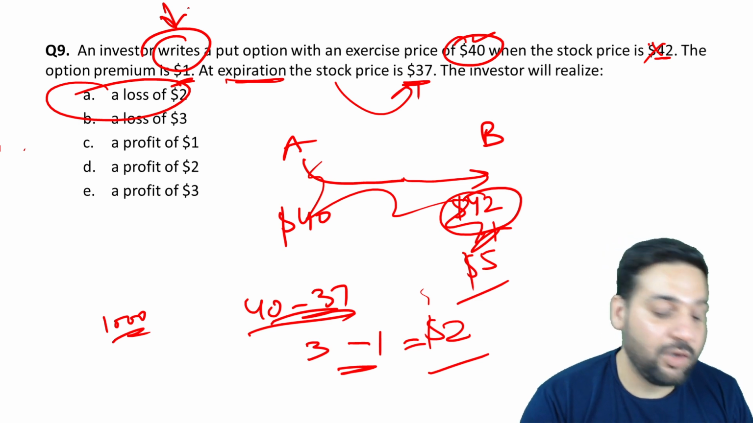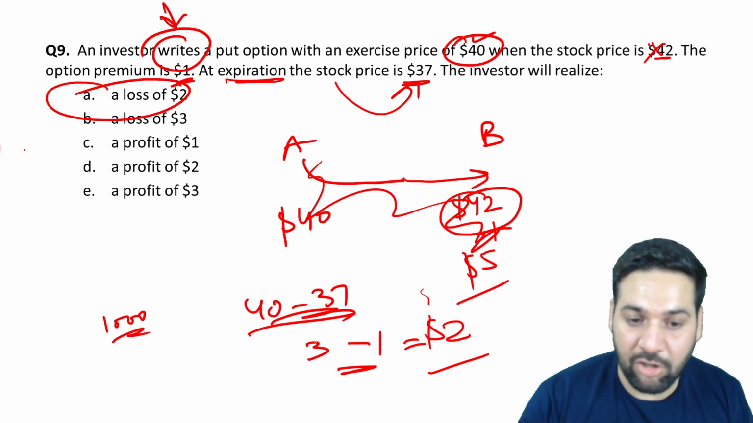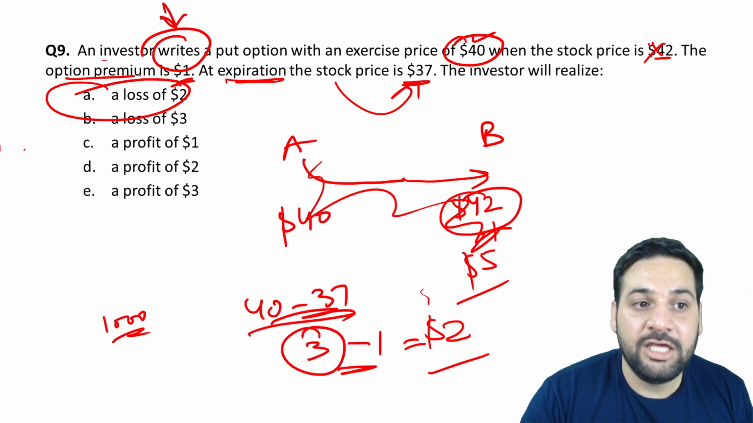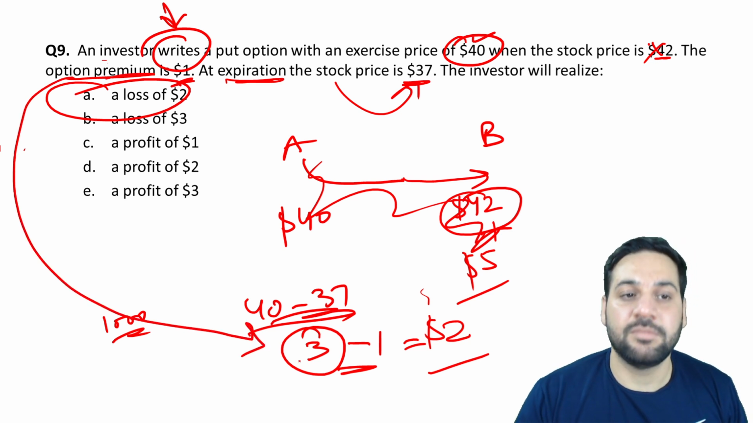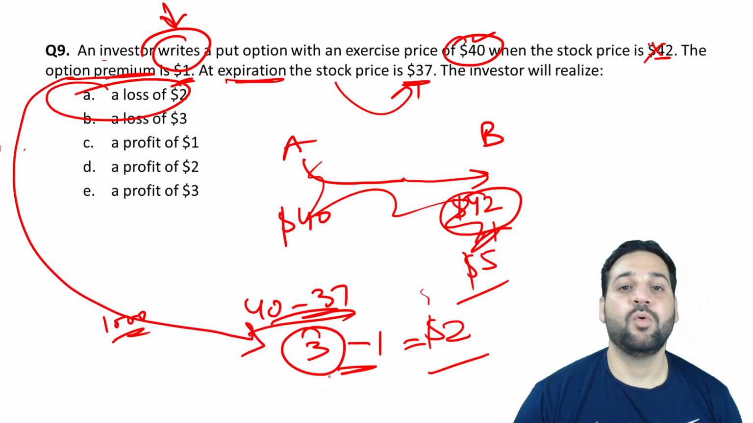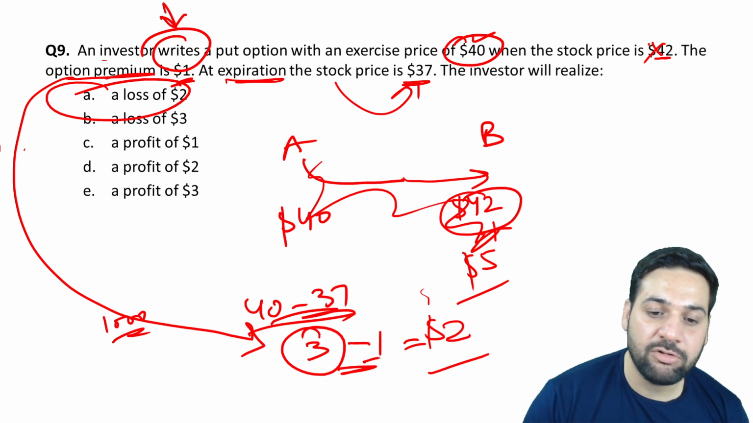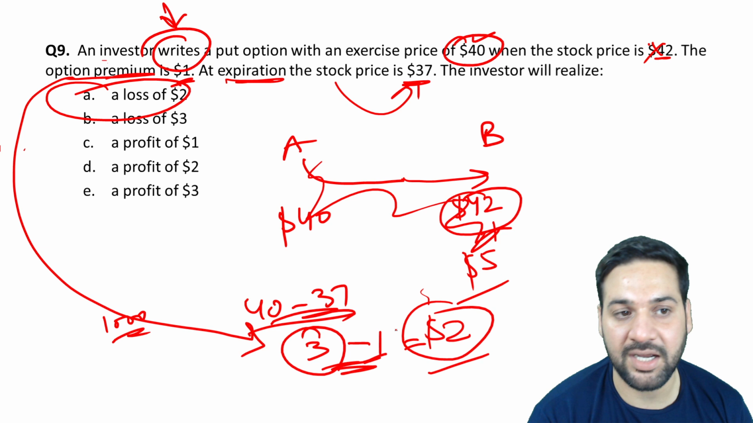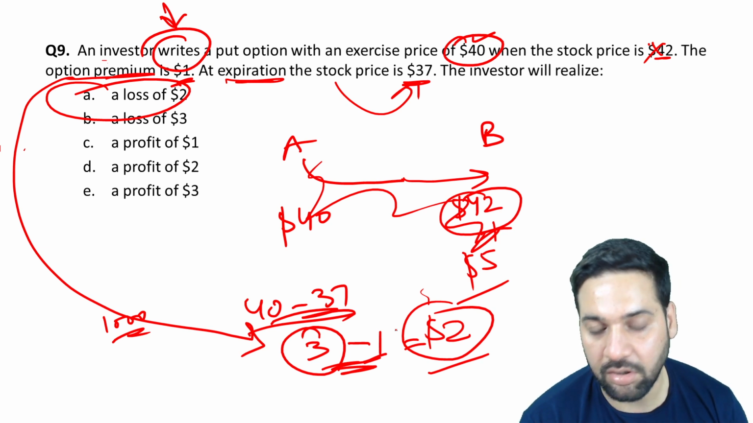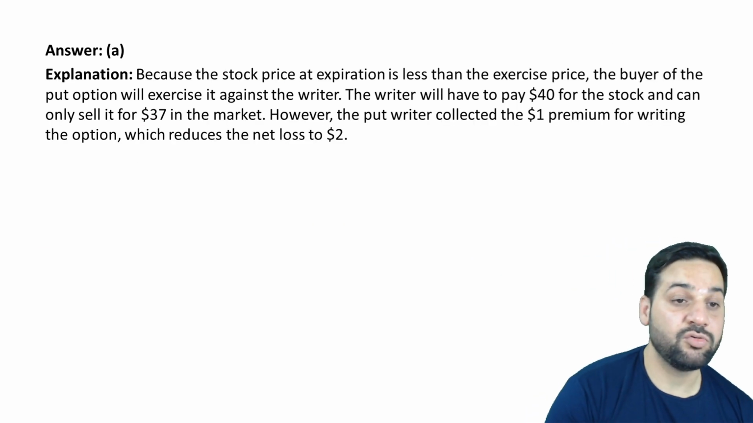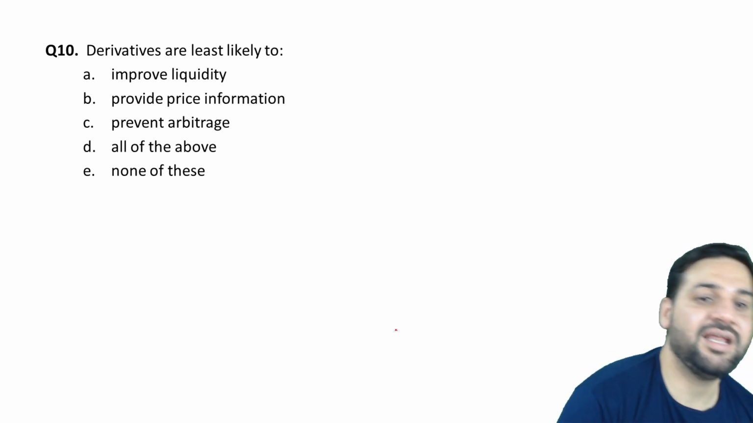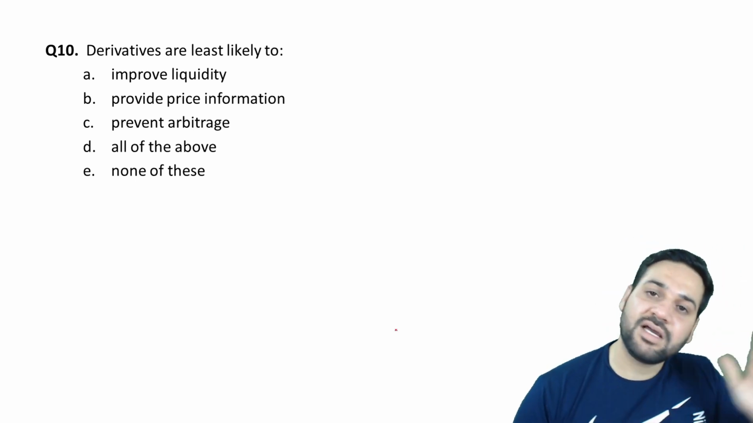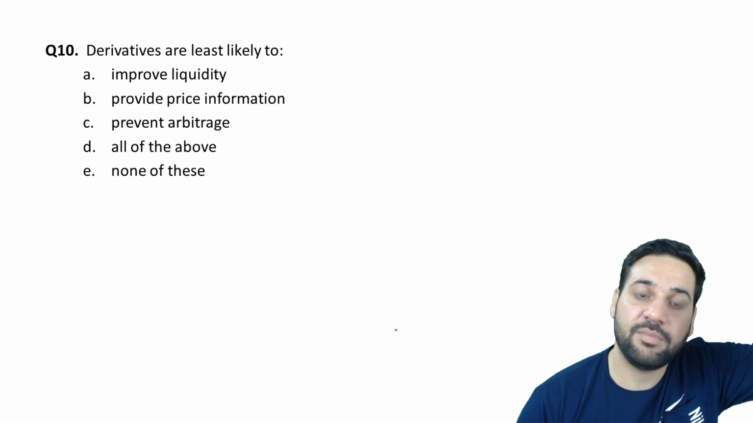So the loss should be $3, but he also got a $1 option premium. Why is he taking that risk? So you need to deduct that from the loss. So $2 is the loss. So please remember that A is the correct answer. Most of you are wrong. ठीक है? $3 is not the loss. $2 is the loss. Derivatives are least. These are very important questions. These are the kind of questions you are going to get in the exam. Exam में यही मिलेगा.